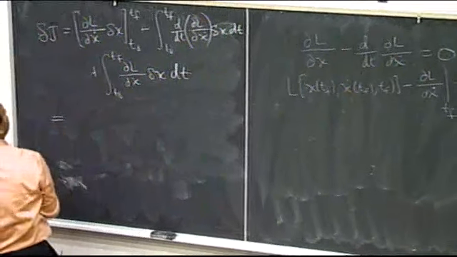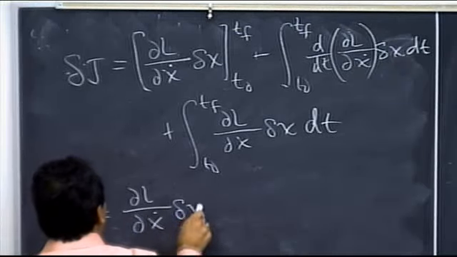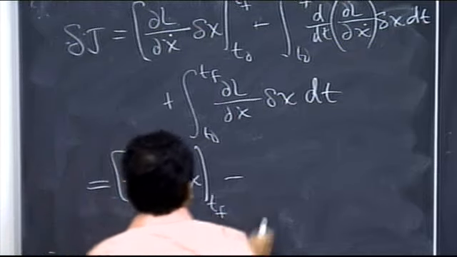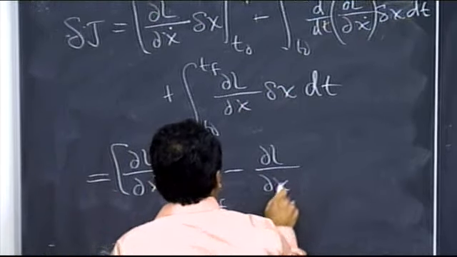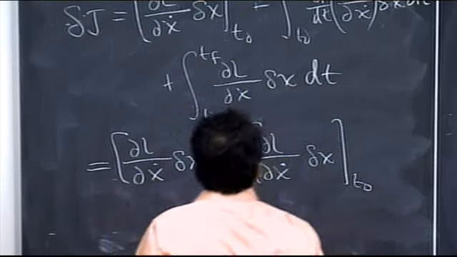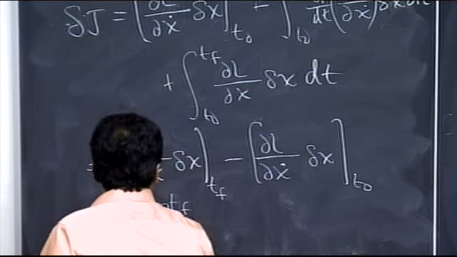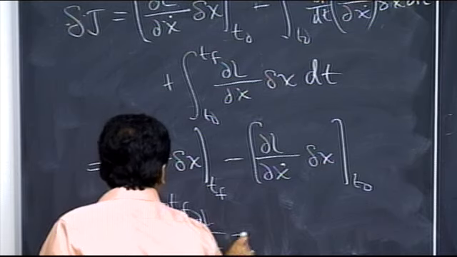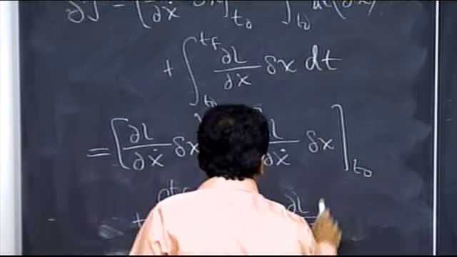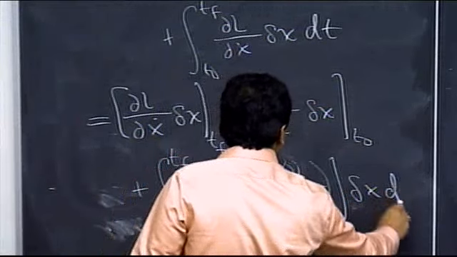So this is equal to the partial of L with respect to x dot times the variation in x, the whole thing evaluated at tf, minus the partial of L with respect to x dot times the variation in x evaluated at t0. And then I've got plus the integral from t0 to tf of the partial of L with respect to x minus d dt of the partial of L with respect to x dot, times the variation in x dt.